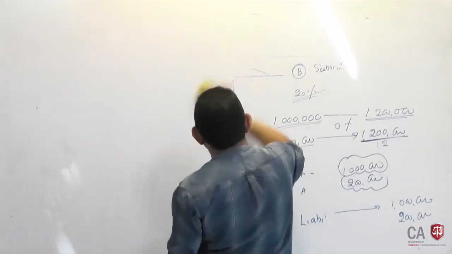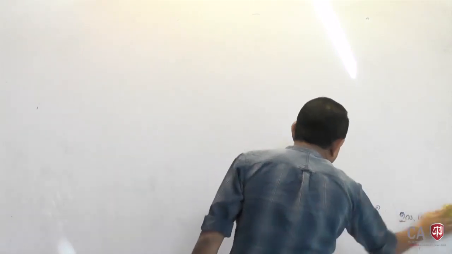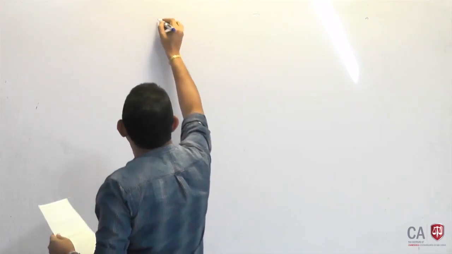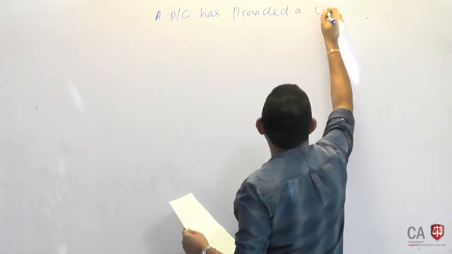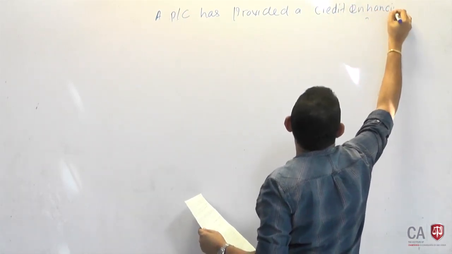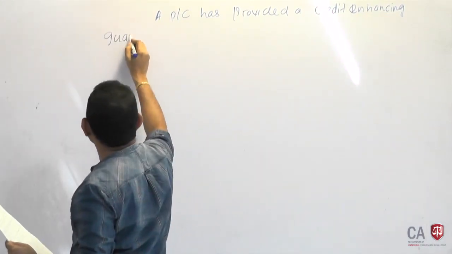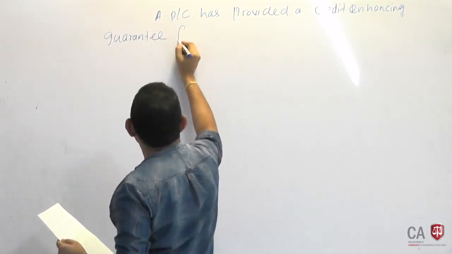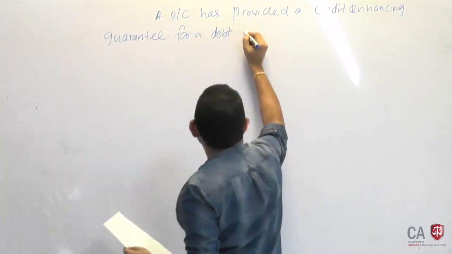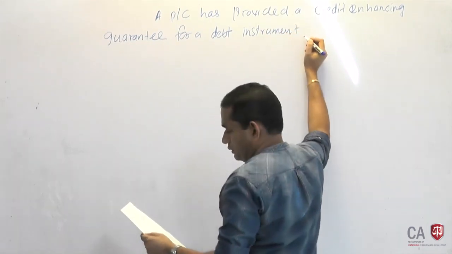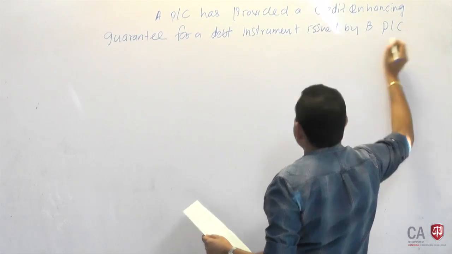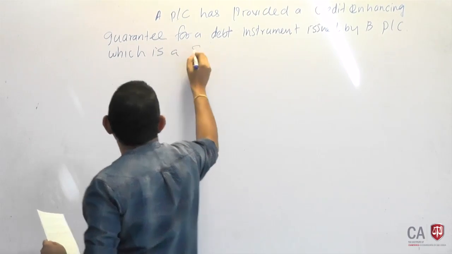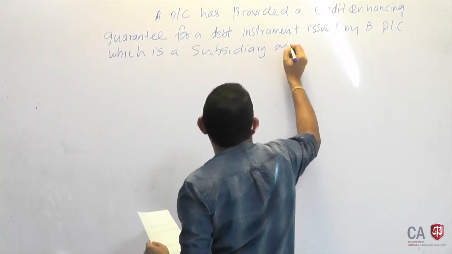Let us work out a simple example. APLC has provided a credit enhancing guarantee for a debt instrument issued by BPLC, which is a subsidiary of APLC.